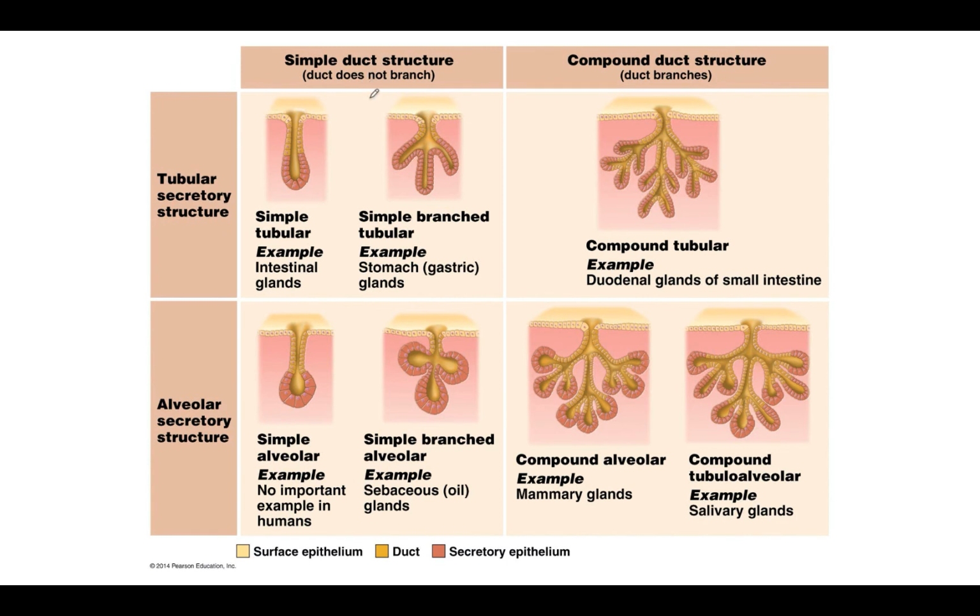Simple duct means the duct, this yellow portion, is not branched. So the duct is single. If we look at these three secretory epithelia, you might think the duct might branch. No, look at all this yellow portion, it is still one. Here is a tube-shaped secretory epithelium, but when you look at the duct, it's still one. We call this a simple duct.